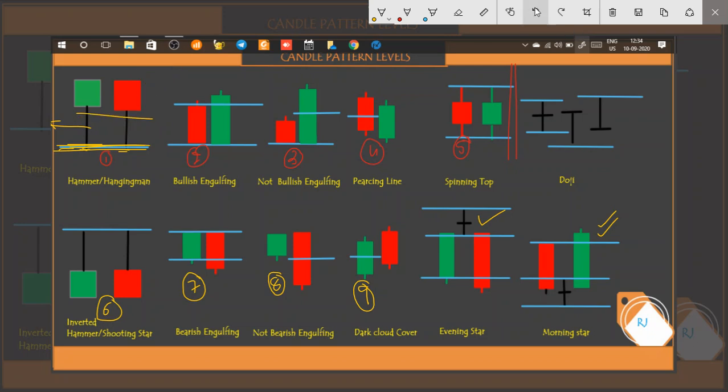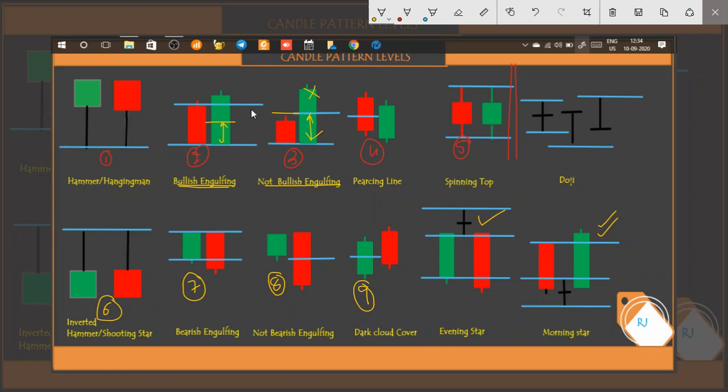And the next candlestick is considered bullish engulfing. Guys, see this image clearly. This is bullish engulfing while this is not bullish engulfing. To consider the candle as a bullish engulfing, the green candle should close above the 50% of the previous red candle, and if it is not closed above the 50%, then this is not a bullish engulfing.